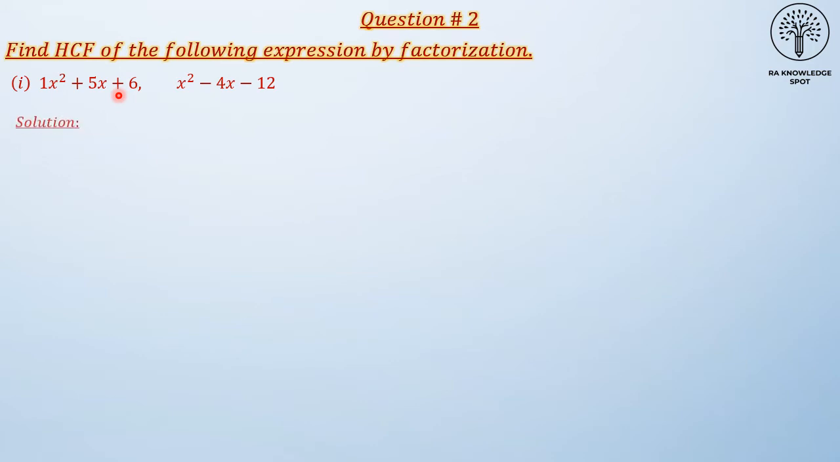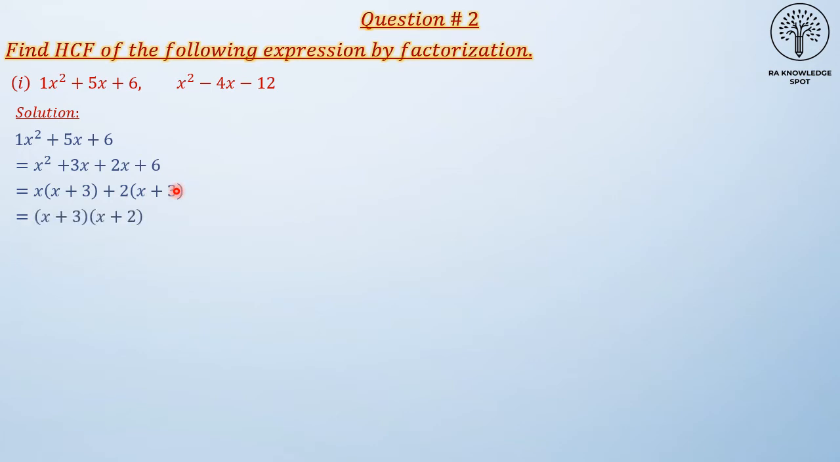Now as the highest power is 2, we have to factorize. How can you do this? 6 1s are 6, and you have to find the two factors. 3 2s are 6, and 3 plus 2 is 5. Now taking the common terms, x is common, 2 is common, 2 1s are 2, 2 3s are 6. Now the common terms, x plus 3 and x plus 2. I think you get it.